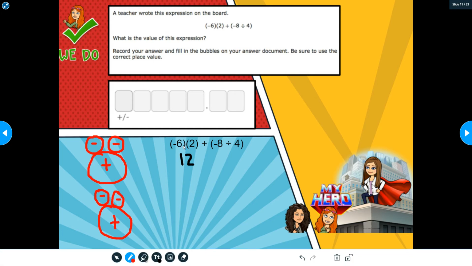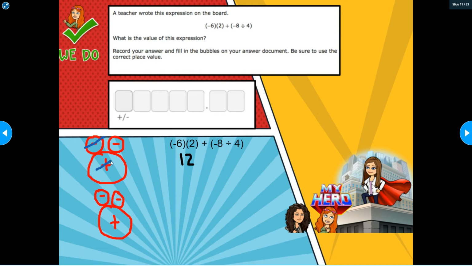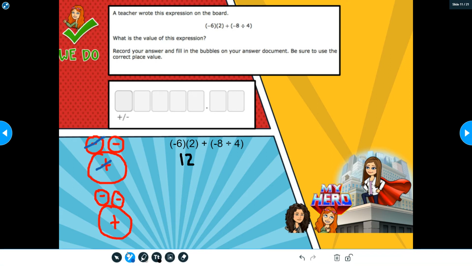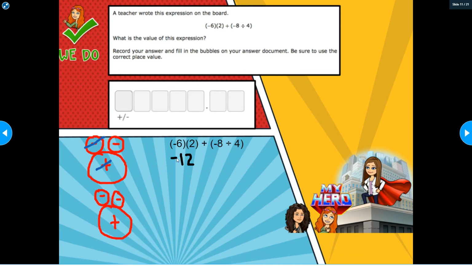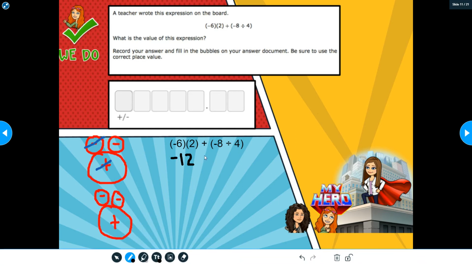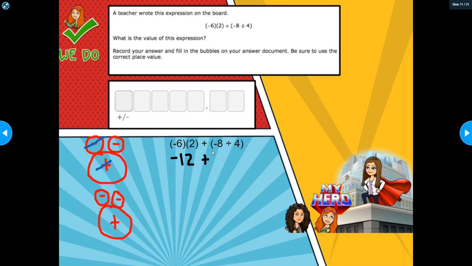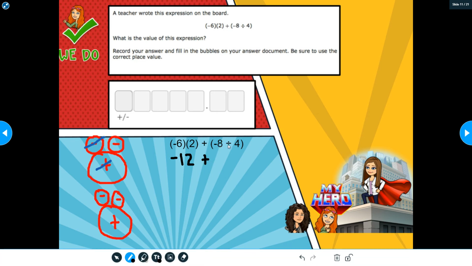All right, so we know 6 times 2 is 12, but -6 times +2. I'm going to mark out one negative because of -6 and one positive because of +2. And I'm left with a negative, so that means that this answer is -12. I'm going to bring down my plus sign because I'm not going to do that yet. And then I'm going to move on to my division problem.